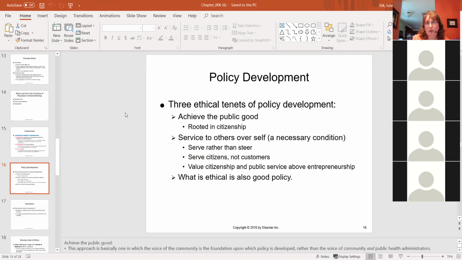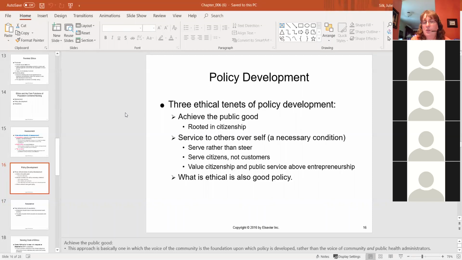With policy development, there are 3 ethical things that we think about. We want to achieve the public good. This is rooted in citizenship, so it doesn't necessarily mean that we're just thinking about one person. We're thinking about whole communities. Then, service to others over themselves. A lot of times you'll meet people who are very much like this. They think of other people more than they think of themselves. And that's what we're going for here.